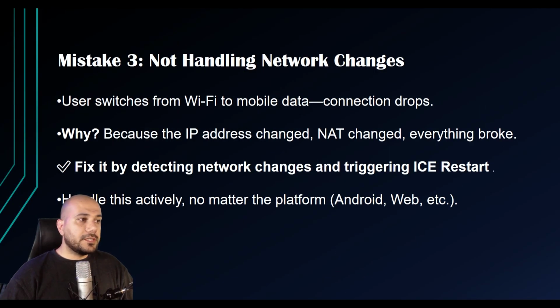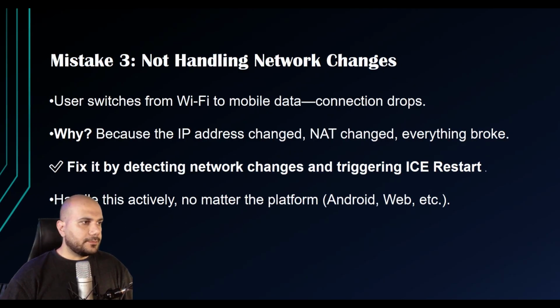Mistake number 3 is not handling the network changes. Of course, when you switch from your Wi-Fi to your mobile data, the connection drops. So, why? Because the IP address is changed, NAT changed, and everything broke. And how to fix it is actually, you have to detect network change and trigger ICE restart. So you have to handle it inside every single platform, iOS, Android, or web, whatever.